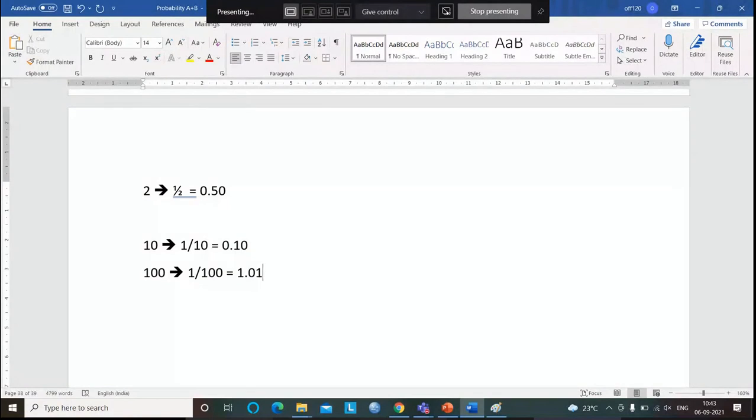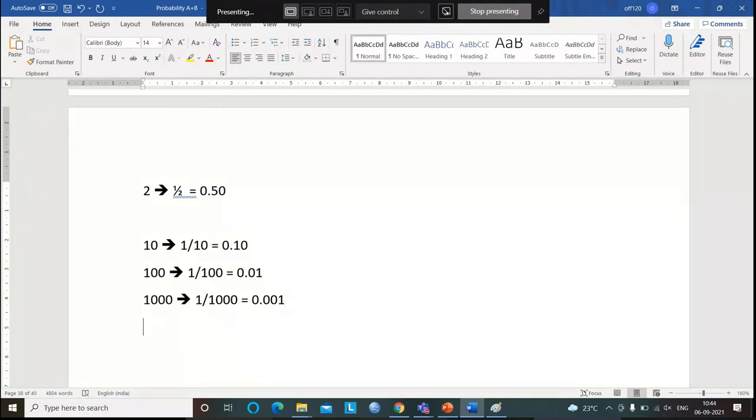0.01. It's not 1 point, it's 0.01. The probability of selection of one person out of 100 is 0.01. Similarly, if I want to select one person out of 1000 people, then what is the probability of getting him? It is 1 by 1000.